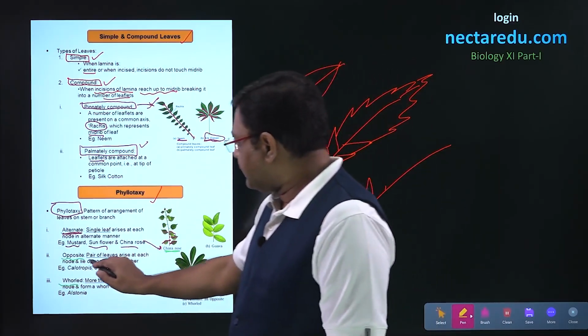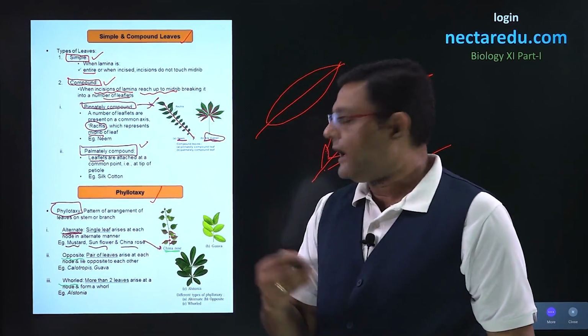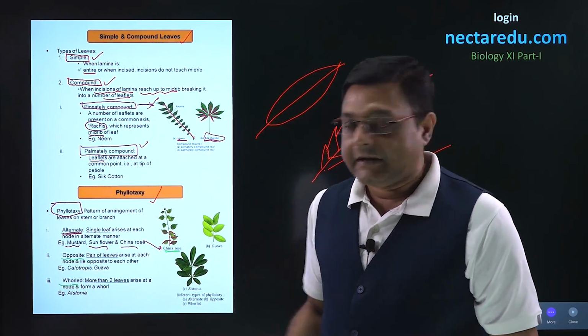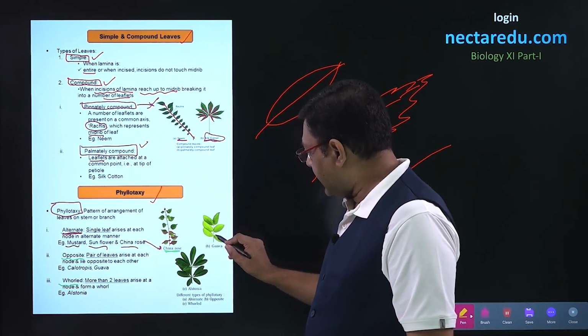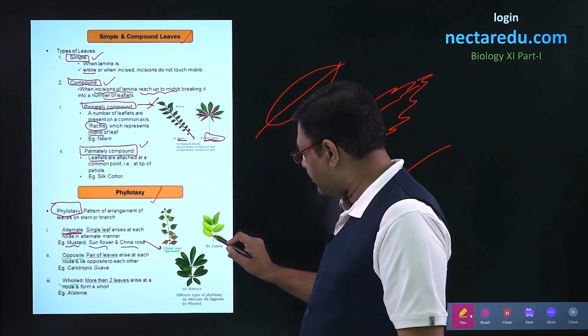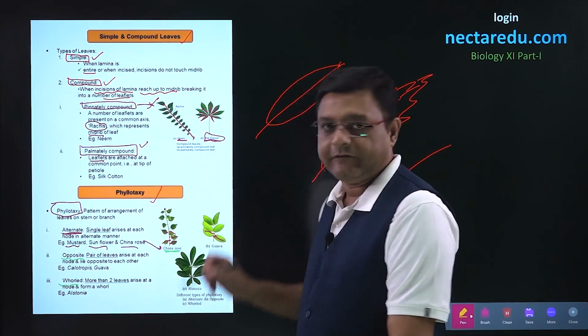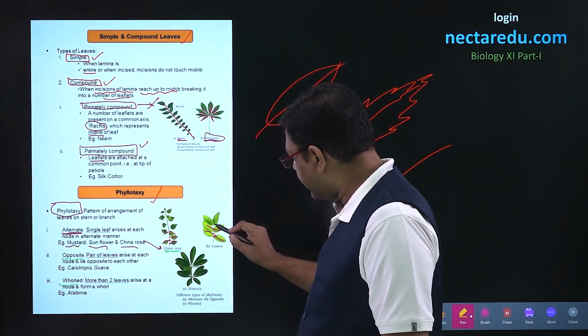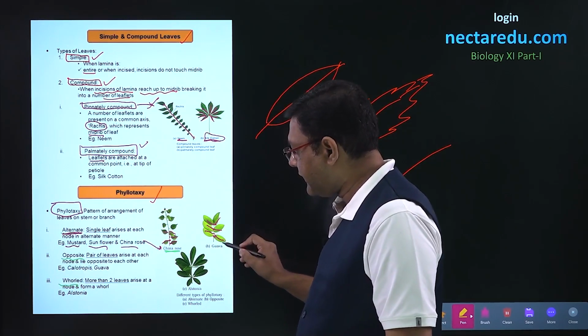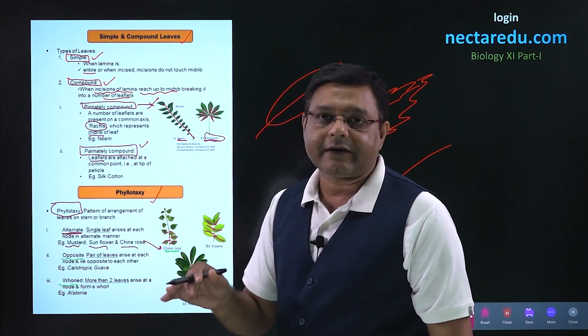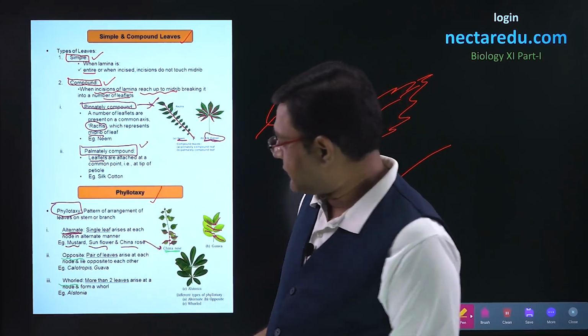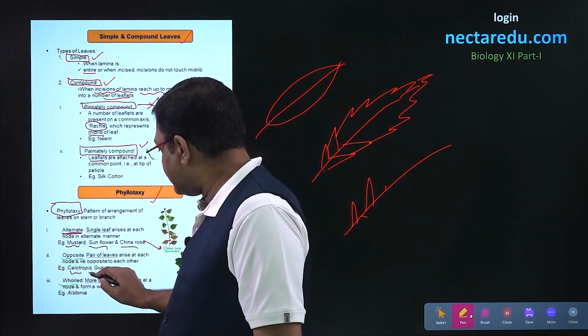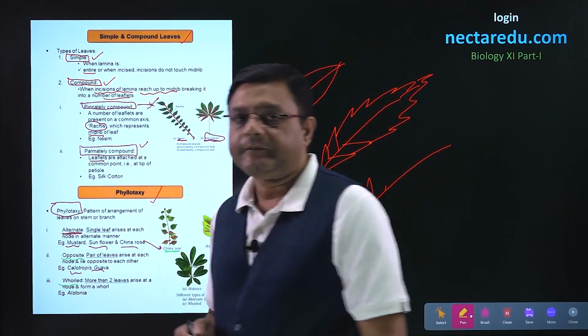The second type of phyllotaxy is called the opposite phyllotaxy. In the case of opposite phyllotaxy, from a single node there will be two leaves which arise. So this is the pair, from this node this is the pair, from this node this is the pair. This particular case is called opposite phyllotaxy, and examples are Calotropis and guava.